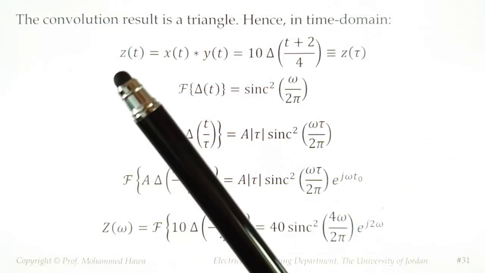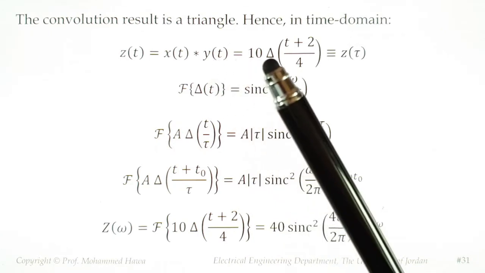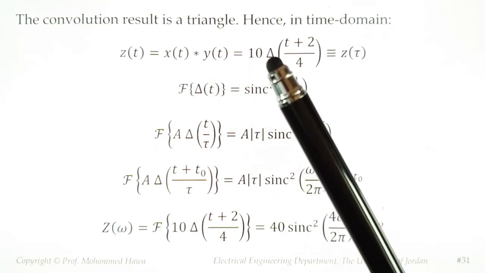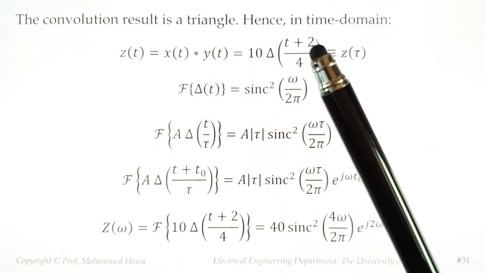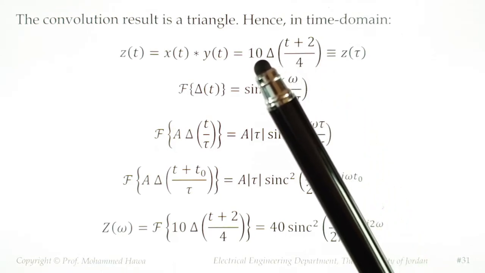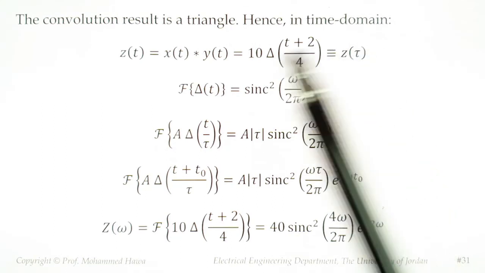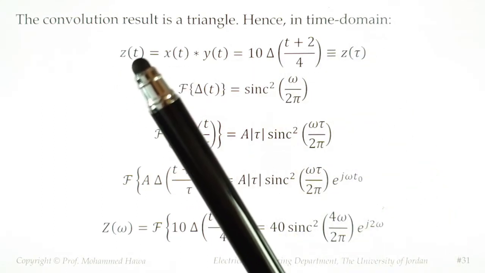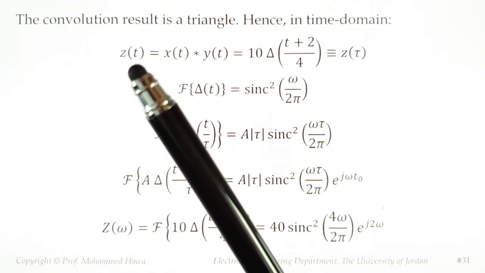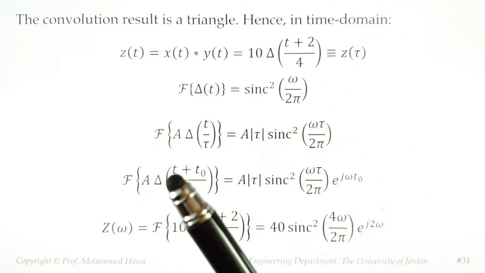So z of t, the result of the convolution between x of t and y of t, is a triangular shape, delta of (t plus 2) over 4, that's a shift to the left, and the amplitude is 10. By the way, this is the same as z of tau. I just changed tau into t to avoid any possible confusion when we do Fourier transform. So what is the Fourier transform of this z of t? What is the Fourier transform of A delta of (t plus t naught) over tau?